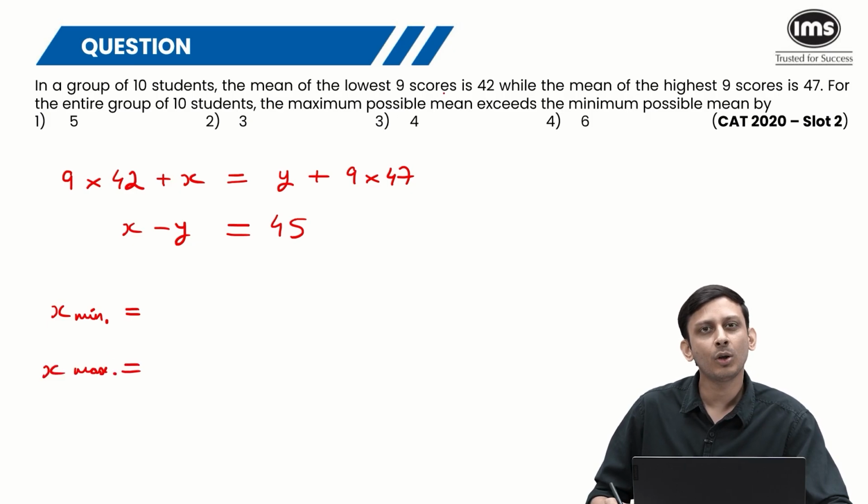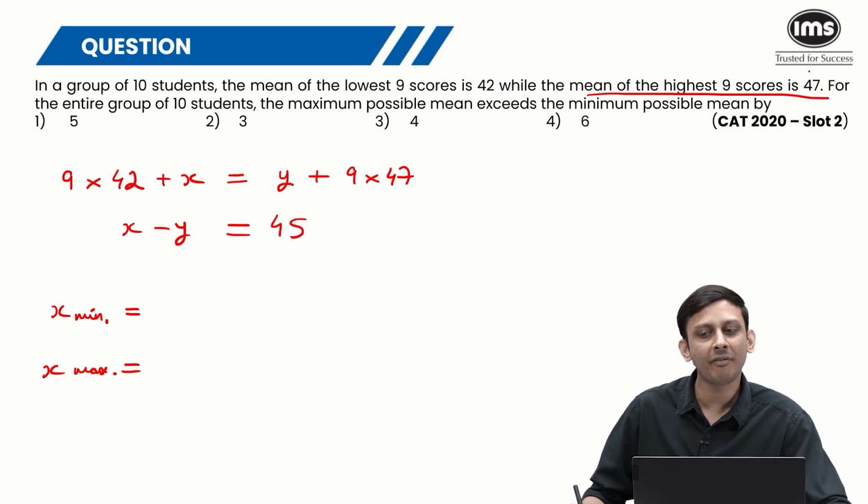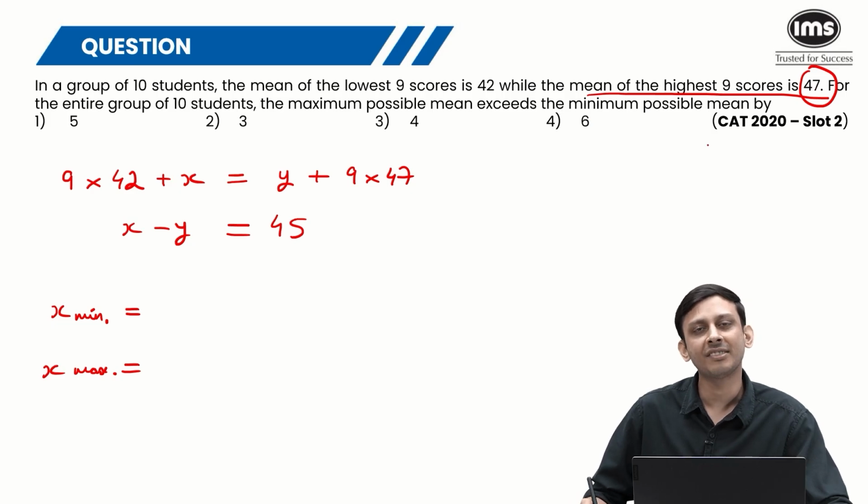Now minimum possible value of x is easy because if you look at this, the mean of the 9 highest scores is 47. And of course, x is the highest score. So we can think that minimum value of x is 47 itself. See, understand that x cannot be less than 47. Because if the highest score is less than 47, for example, if x is 46, then all the other scores cannot be more than 46. If the highest is 46, now of course, how can any other value be more than 46? So how will we get the mean of the 9 highest scores to be 47?